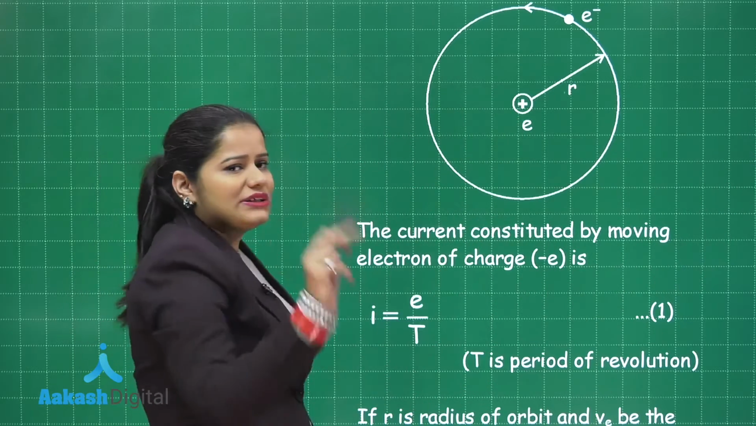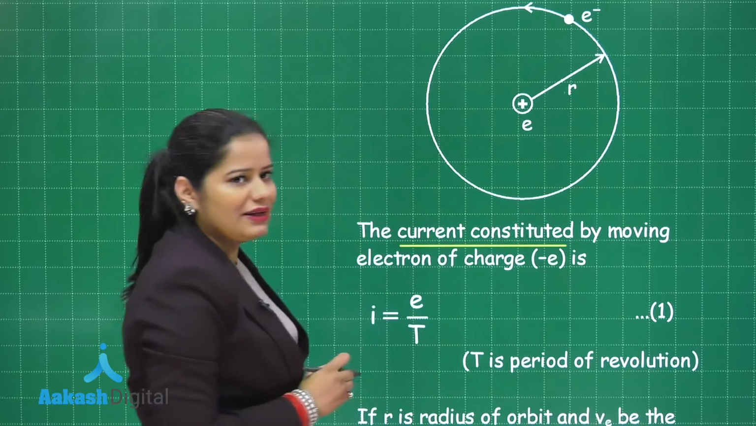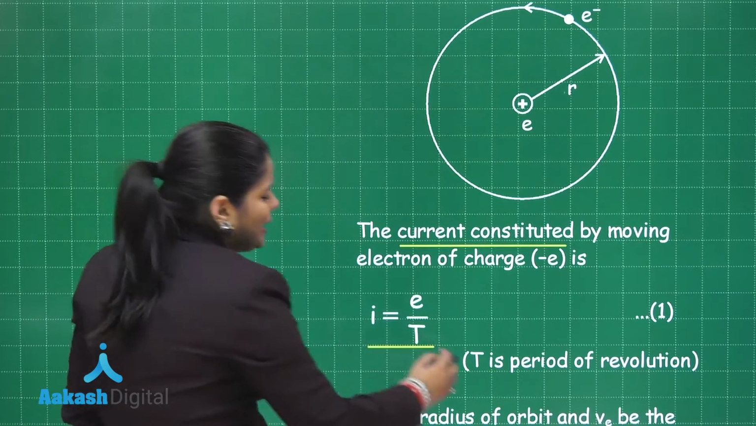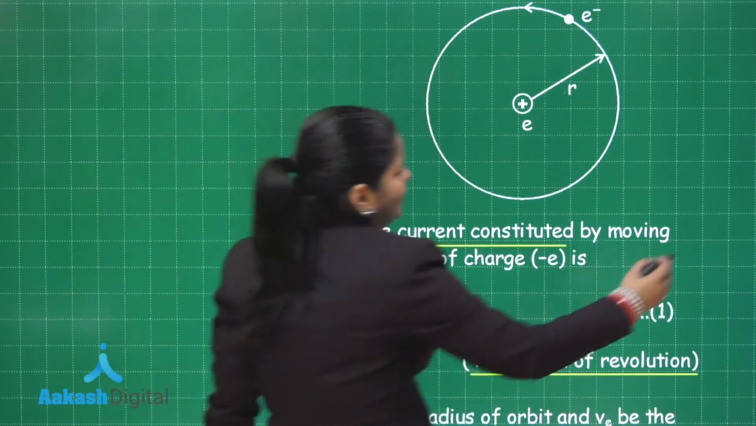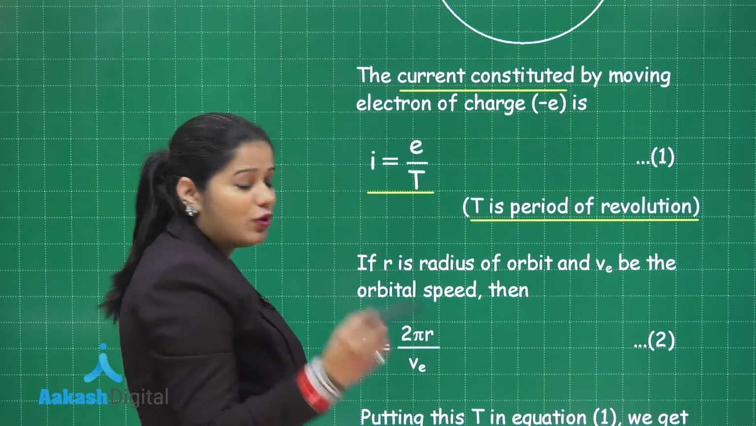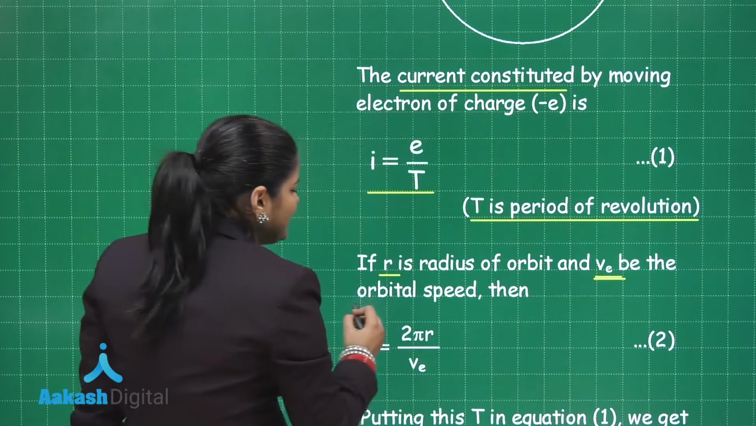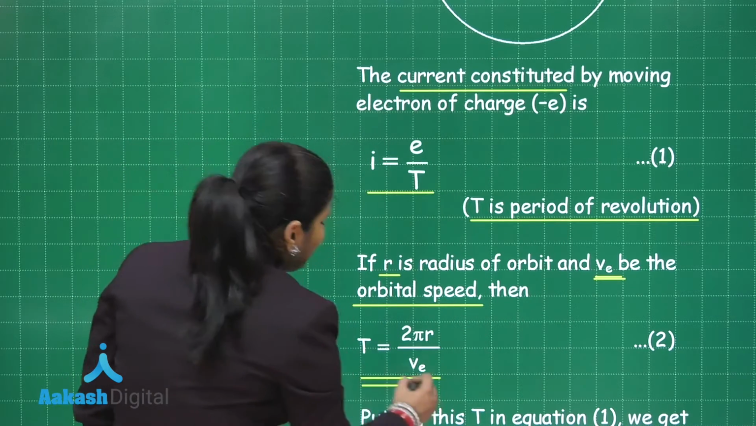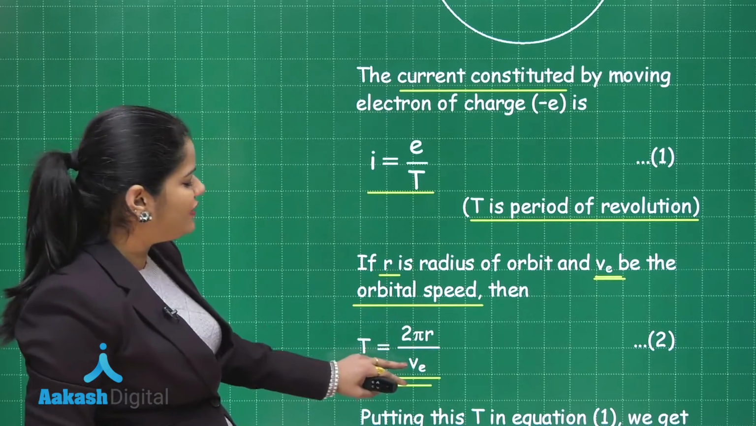as this electron is revolving, this is going to constitute an electric current. Current will be charge divided by time, and this time is the time period of revolution of this electron. Now if I say that the orbit in which the electron is revolving has radius r and v_e is the orbital speed of the electron, then we can simply write the time period as 2 pi r by v_e.